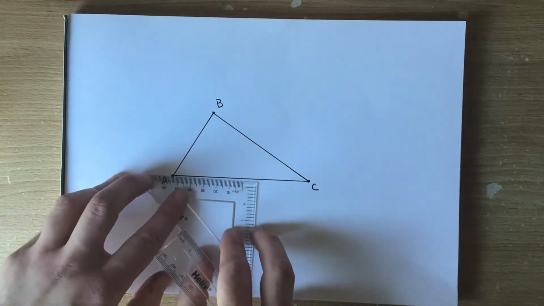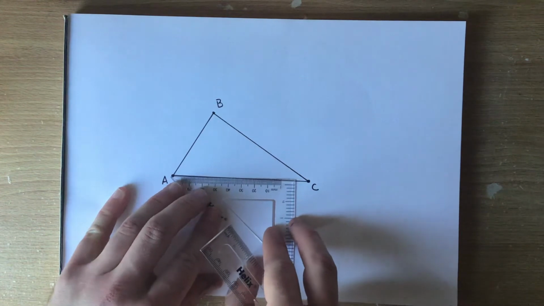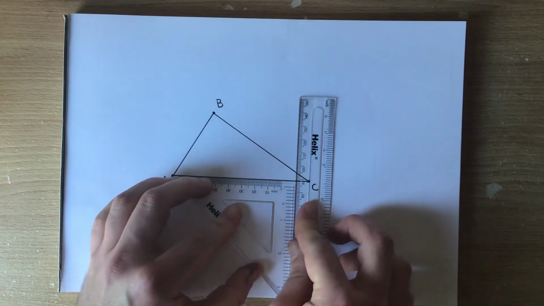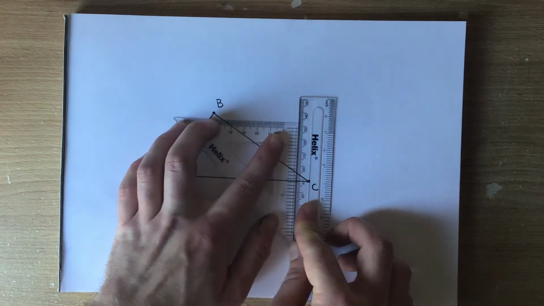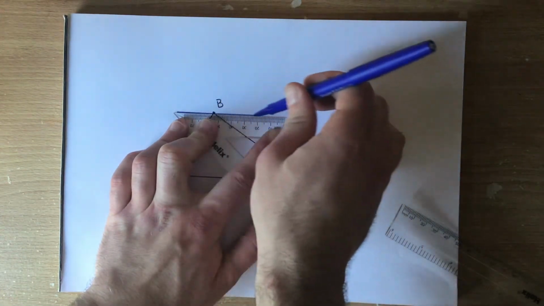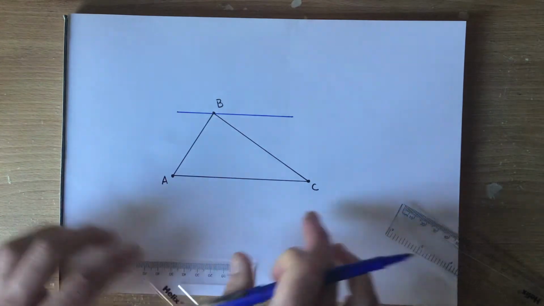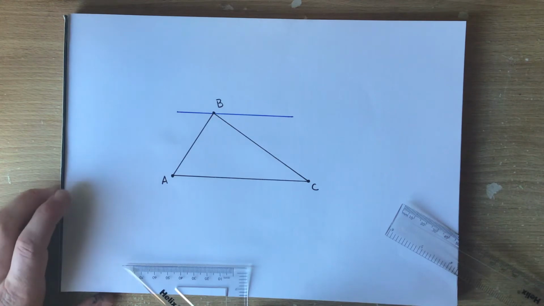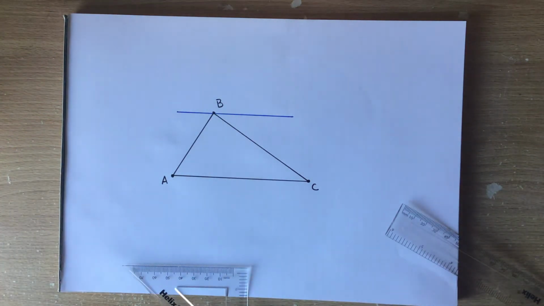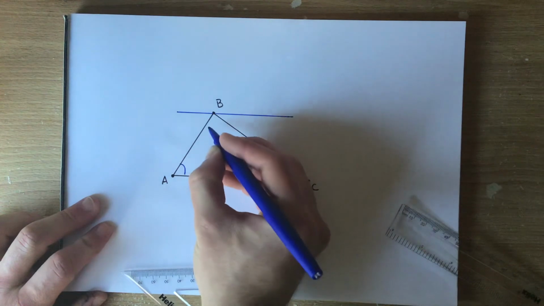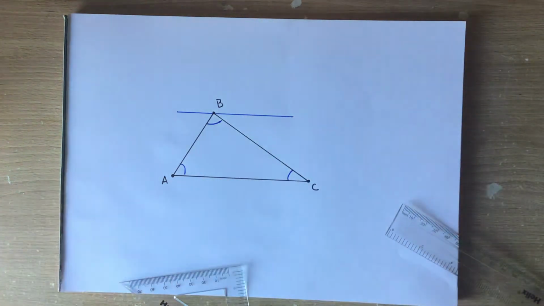So I place my set square down here along AC, and then I can use my ruler to move that up so that it's parallel and draw a line. So now I have a line through B that's parallel to AC, and I'll need this to prove my fourth theorem that proves that the three angles in a triangle add up to 180 degrees. So that this angle, and this angle will all add up to 180 degrees when measured.